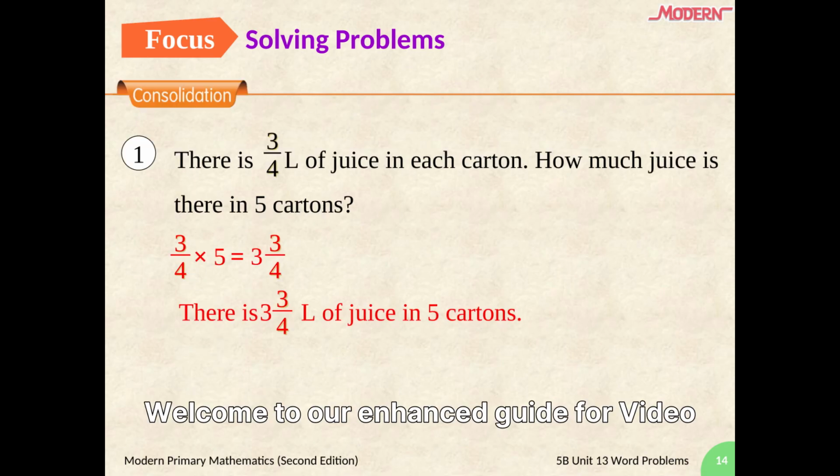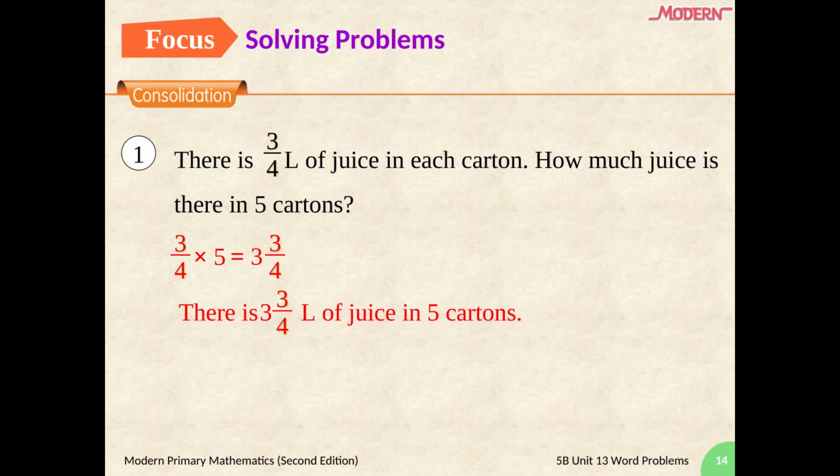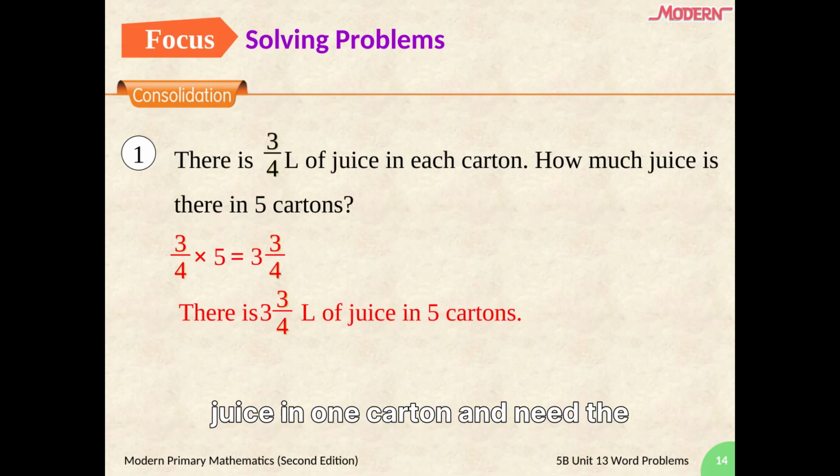Welcome to our enhanced guide for video 2. We start with a consolidation exercise on slide 14. We have 3/4 of a liter of juice in 1 carton and need the total for 5 cartons.